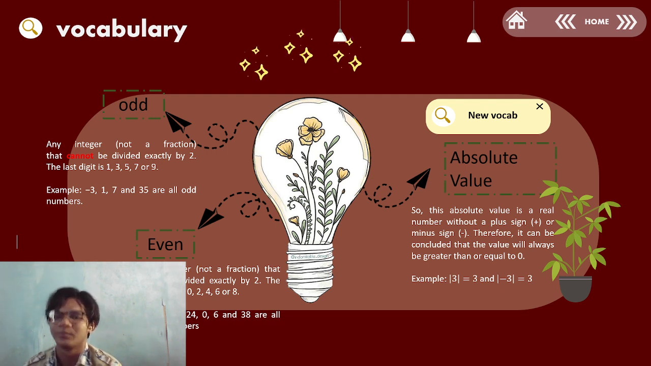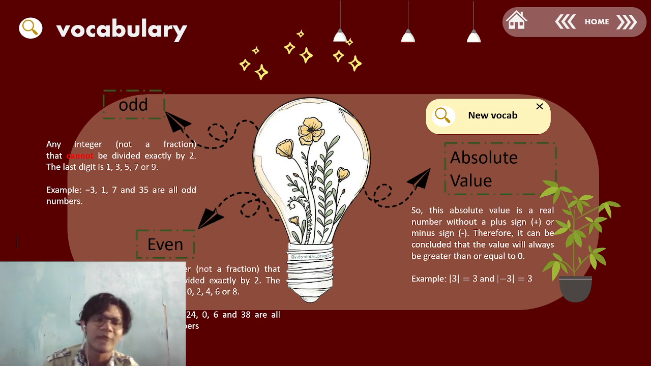2 is even. Even in bahasa is bilangan genap. Even is any integer, not a fraction, that can be divided exactly by 2. The last digit is 0, 2, 4, 6, or 8. For example, minus 24, 0, 6, and 38 are all even numbers.